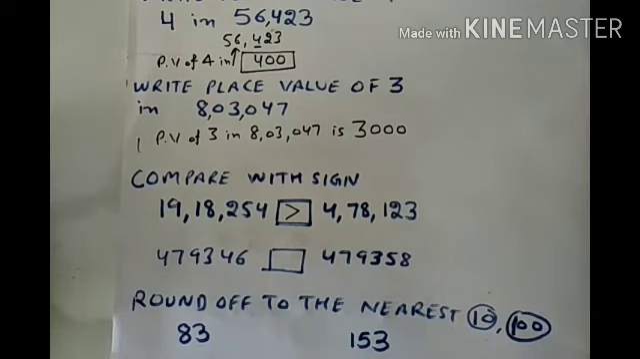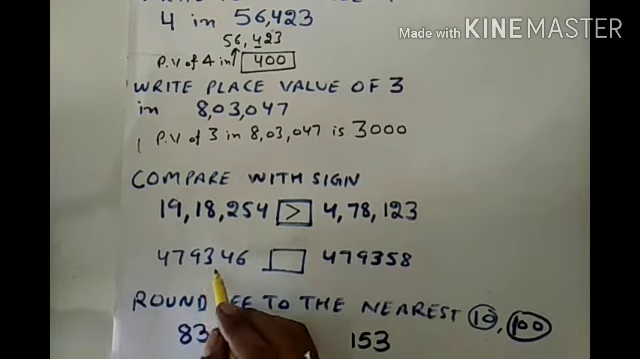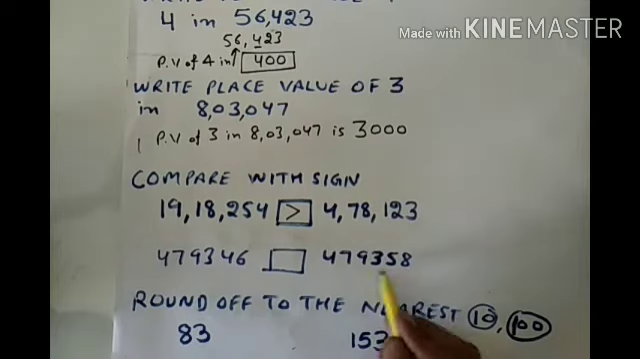So I will mark the greater than symbol towards 19,18,254. Now on the second part, 479346 and here 479358. In this case, the number of digits on both sides is the same. 1, 2, 3, 4, 5, 6. Here also 6 digits and here also 6 digits.